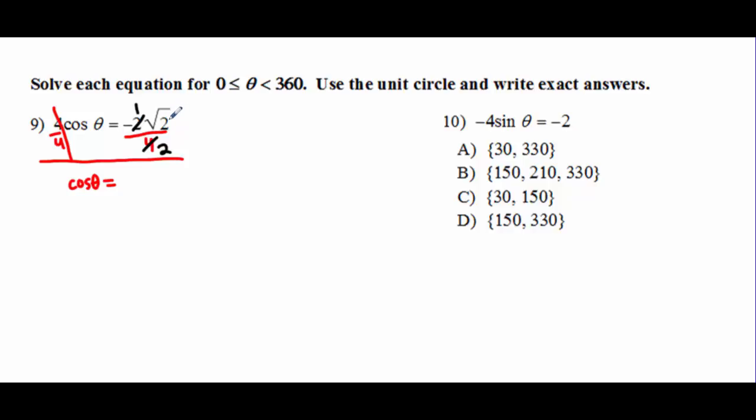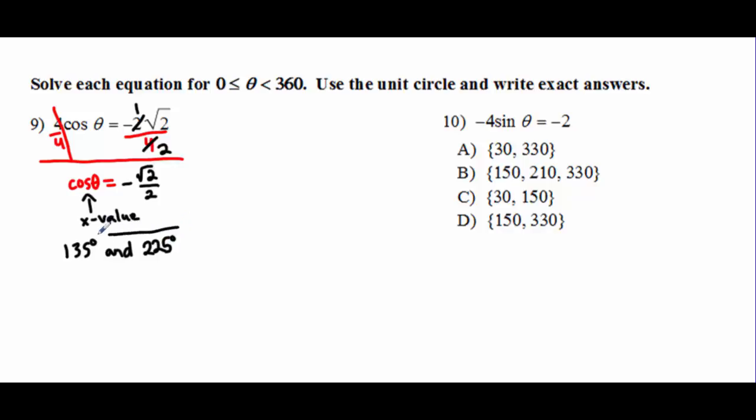So I can't cancel with the 2 that's under the square root, but the 2 outside, yeah, totally. So this is negative square root of 2 over 2. Cosine on the unit circle is our x value, and so we're looking for where our x value is negative square root of 2 over 2, and that happens in 2 places, over in the second and third quadrant. One of them is 135 and the other one is 225.